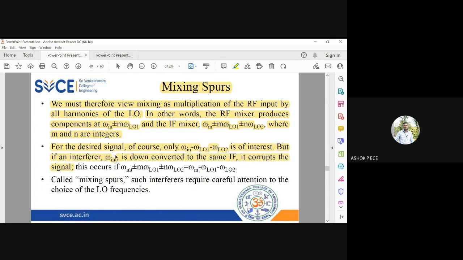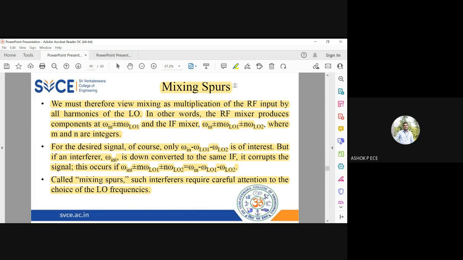Assume there is a frequency omega INT, and it also has this form, omega in plus or minus m omega LO1 plus or minus n omega LO2, equal to the desired signal. If this happens, then this is going to corrupt your signal. Such an interferer is called a mixing spur. A spur is an interferer which is caused by the harmonics of your LO. Remember, it is going to be harmonics of your LO.